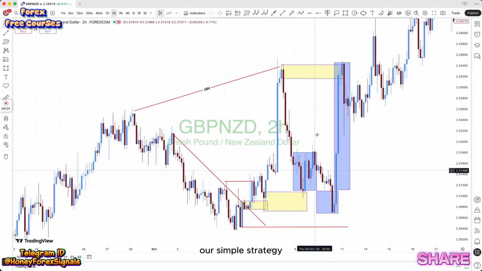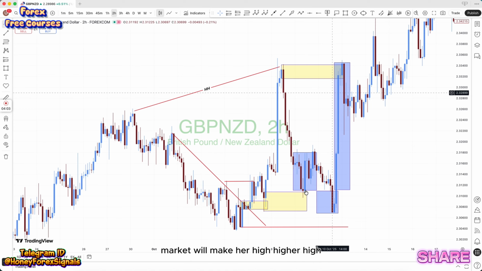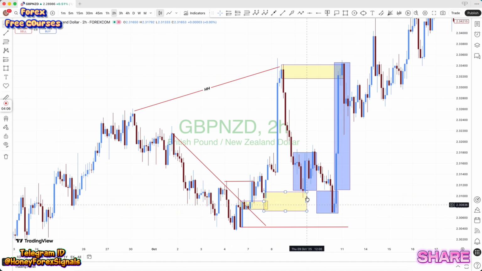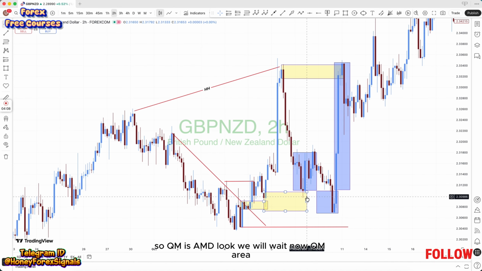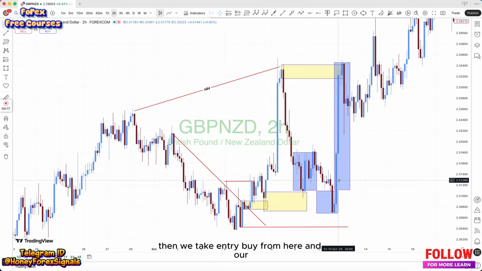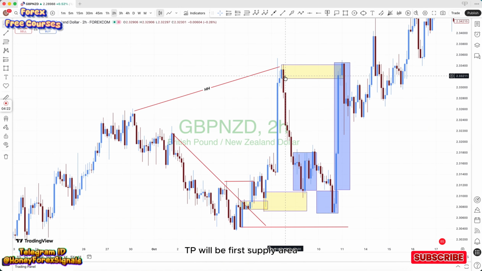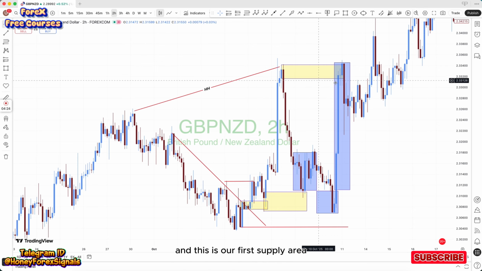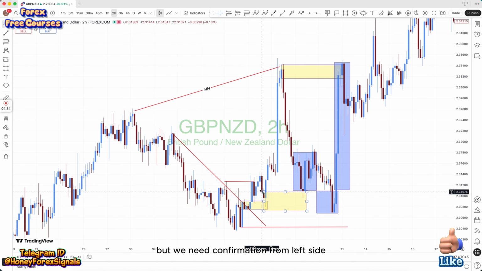Our simple strategy: the market will make high, higher high, low, lower low, QM. So we will wait now for the QM area. When the market breaks the first supply, then we take a buy entry from here on the hour chart. TP will be the first supply area, and this is our first supply area. So this is our accumulation, manipulation, and distribution. But we need confirmation from the left side.